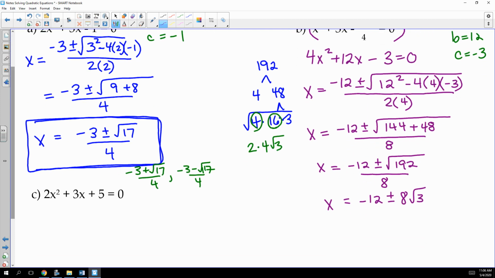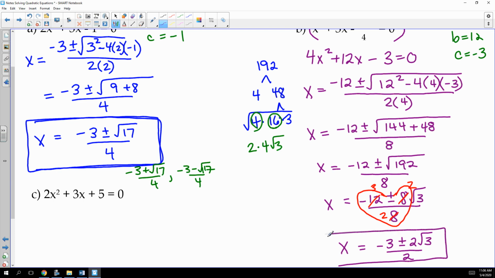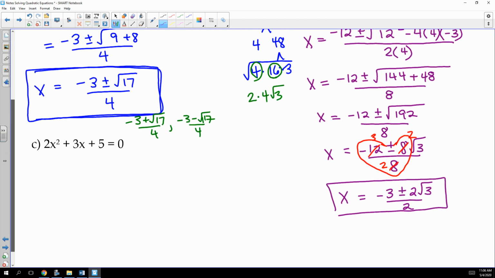all over 8. Now, what you should notice is that the negative 12 and the 8 and the other 8 all have a factor in common. We can divide all of those by 4. So we're going to divide by 4 and get 3, divide by 4 and get 2, and divide by 4 and get 2. And our final answer should look like x equals negative 3 plus or minus 2 square root of 3 all over 2. And you're done. Okay? Let's try again.